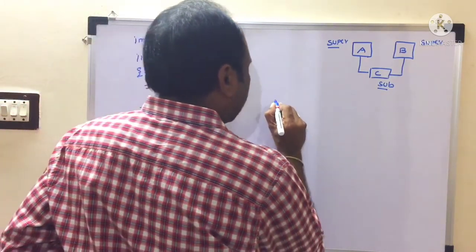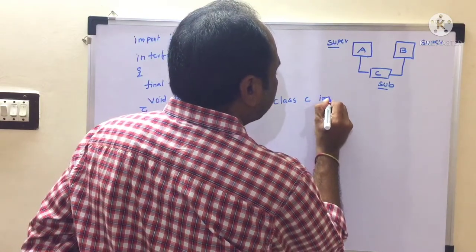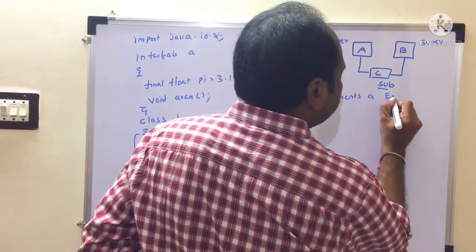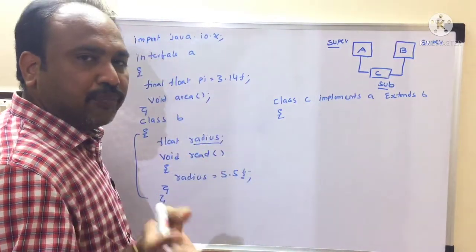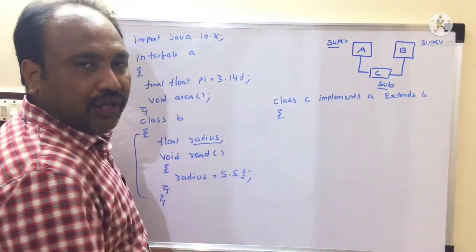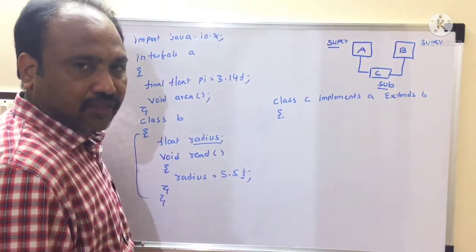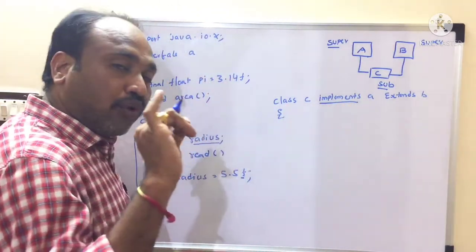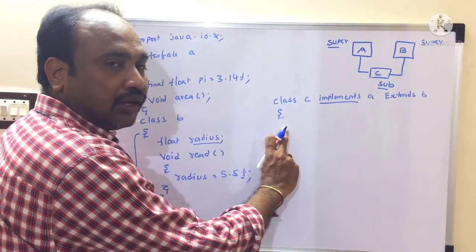Now, I am writing class C. I am creating it from A interface, so implements A, and B class, extends B. When you are going to implement inheritance from classes or interfaces, all the properties of the interface and class will be acquired by the newly created class. Now, I will get the pi value here, the area method here, the radius value here, and the read method here. But listen, when you are going to create a class from an interface, the interface may have one abstract method, two abstract methods or three abstract methods. Those abstract methods should be defined in the newly created class.